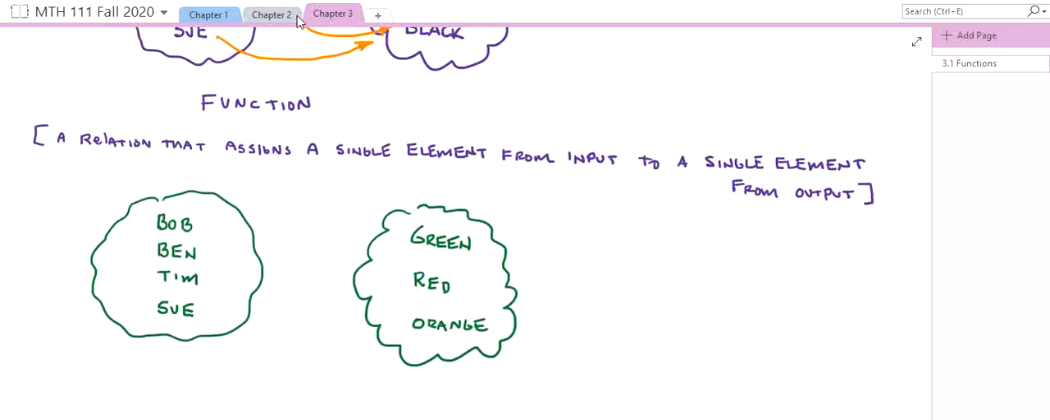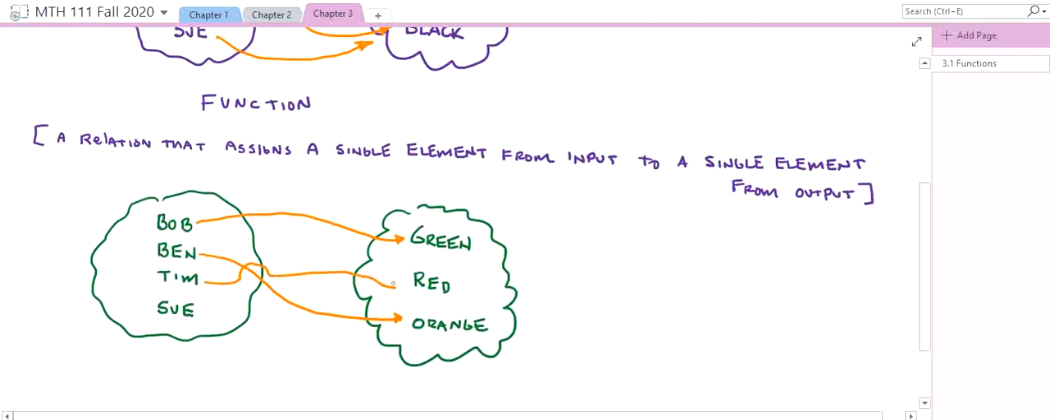On the other hand, say we have a relation, Bob, Ben, Tim, and Sue, and we assign colors of scarves they are wearing. Bob's wearing green, Ben's wearing orange, Tim's wearing red. So far so good. This is functional. Each one of them has only one, but Sue, always the fashion specialist, she's wearing a green scarf and an orange scarf.